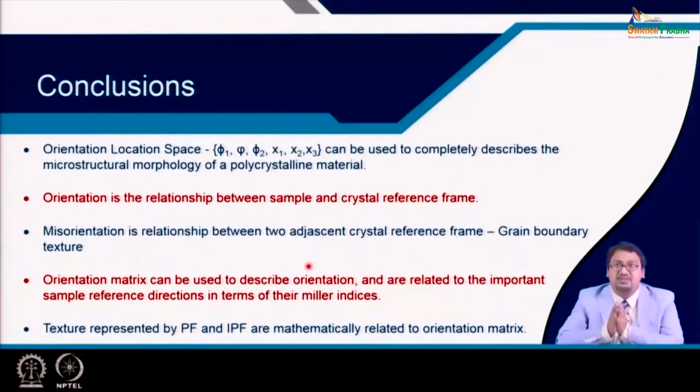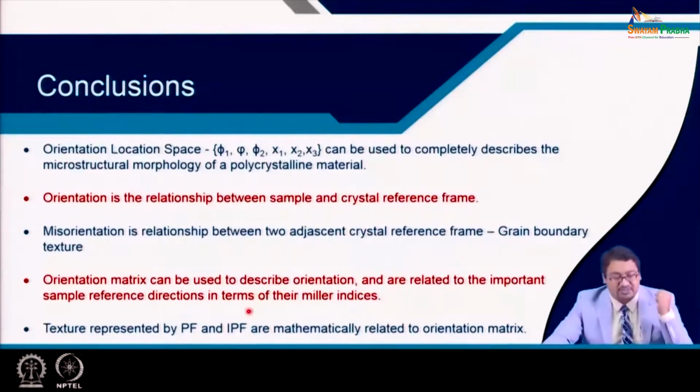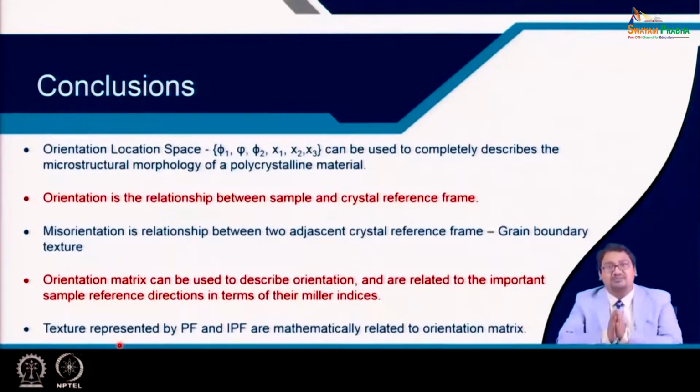Misorientation matrices can be used to describe the orientation. The G matrix has 9 variables, so it can be used to describe the orientation and is related to the important sample reference directions in terms of Miller indices. We have shown how G matrices are related to HKL, UVW and QRS of the RD, TD and ND important sample reference system, and then the texture represented by the pole figure and the inverse pole figure are mathematically related to the orientation matrices. So, thank you.